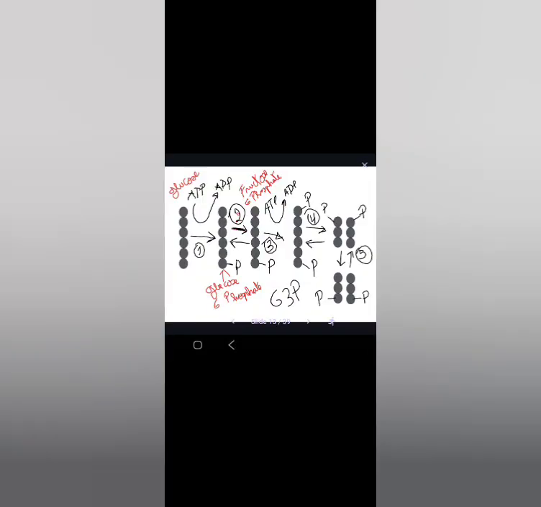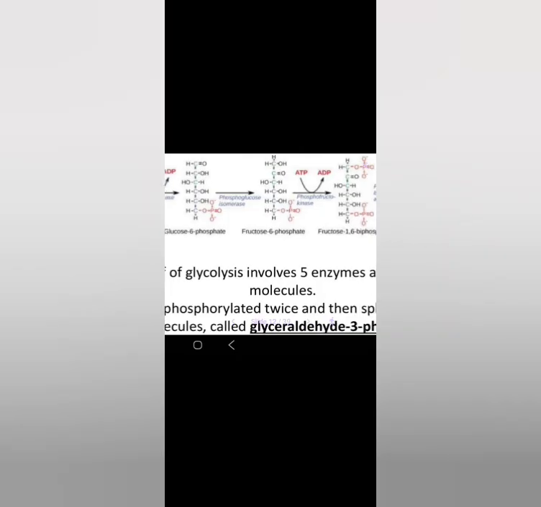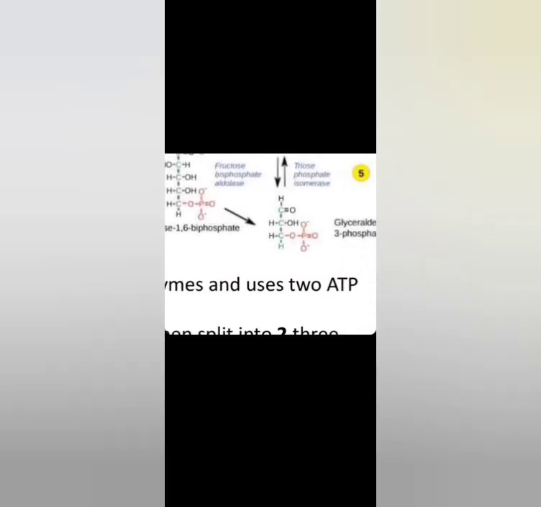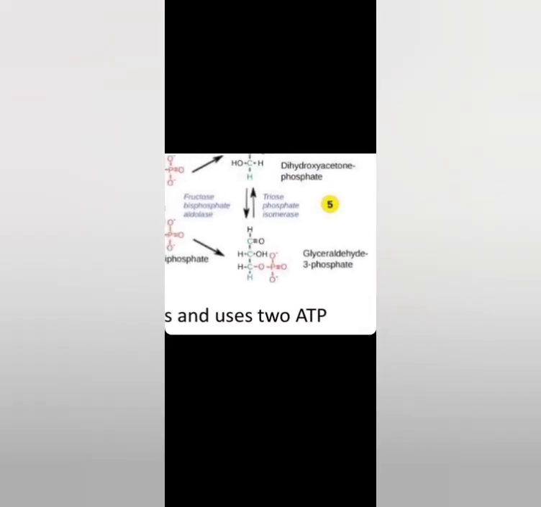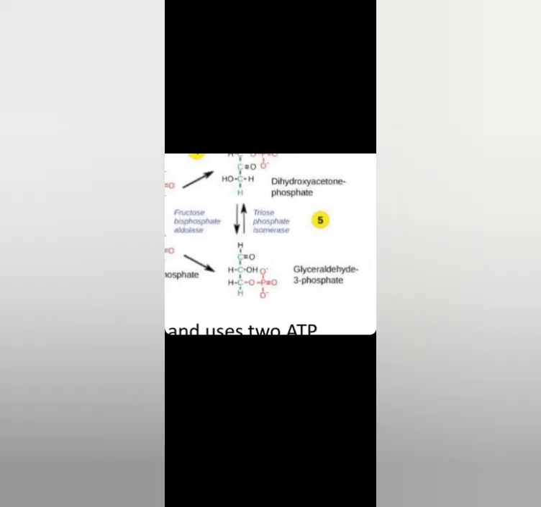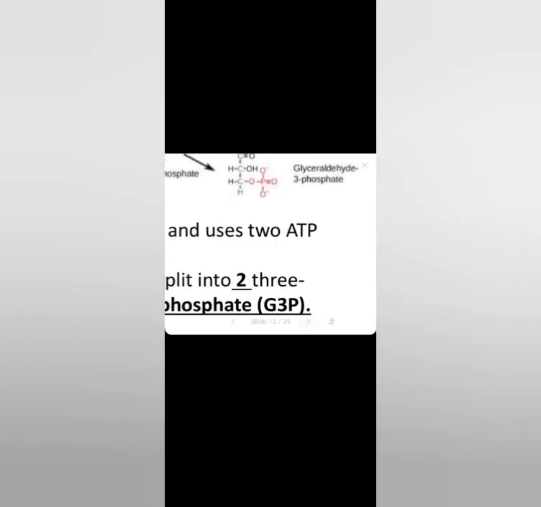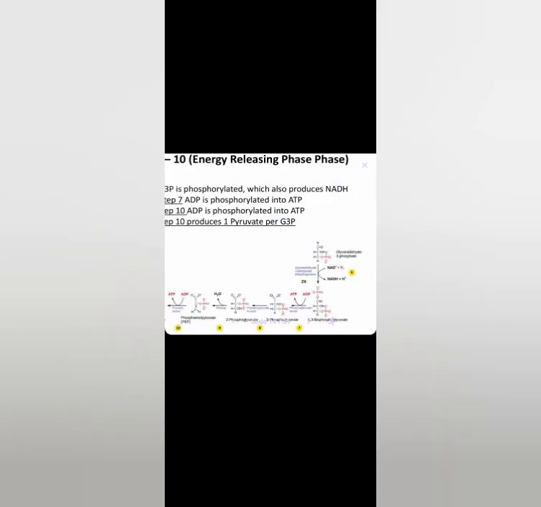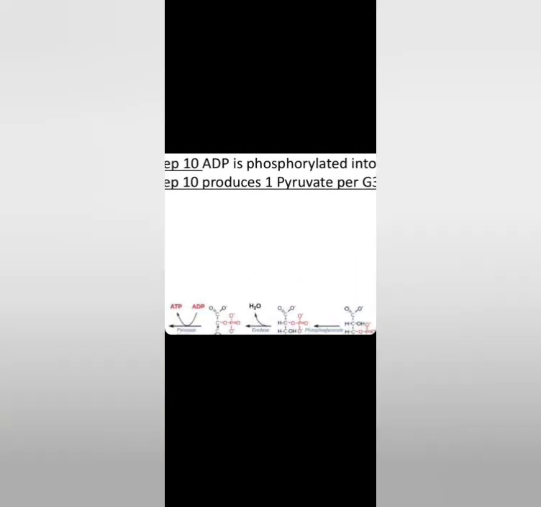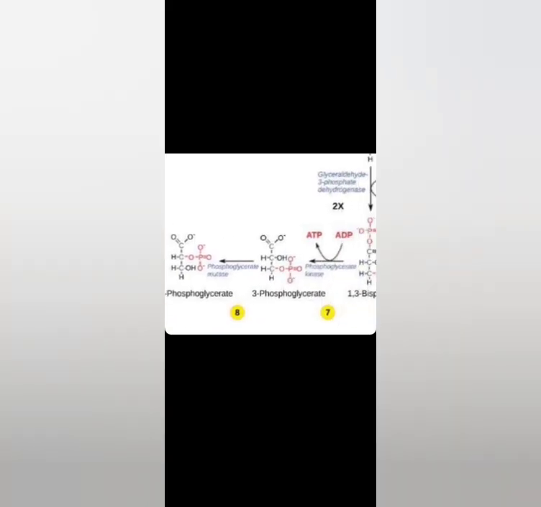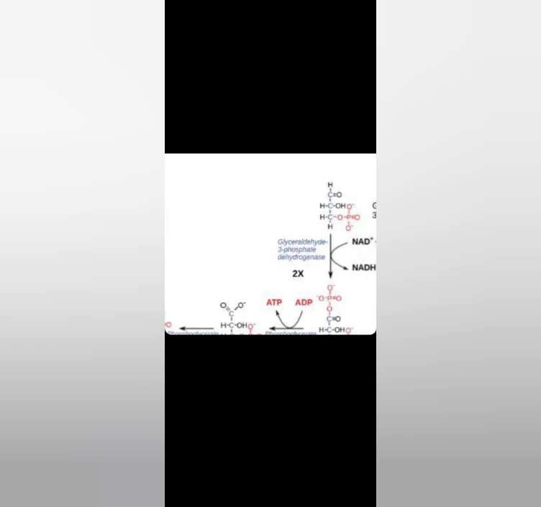Now we can start making more energy from here. In step 7, which is also reversible, the cell can take 1 of those phosphates with an enzyme and add it to ADP, making ATP.